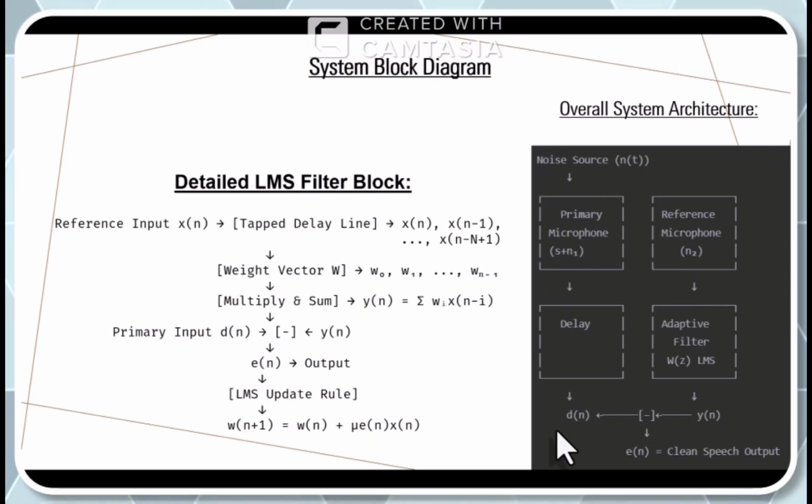Then adaptive filtering, W(z), takes the noise from the reference microphone and tries to match it to the noise in the primary mic. LMS, least mean square, is the learning algorithm that updates the filter. Then the delay aligns the timing of speech and noise signal for better subtraction. Then the subtraction unit: e(n) = d(n) - y(n). Then the final output e(n) is the clean signal, ideally containing just the speech.